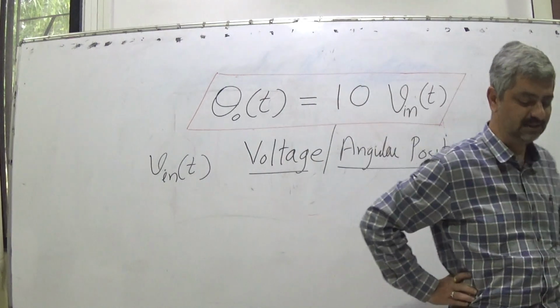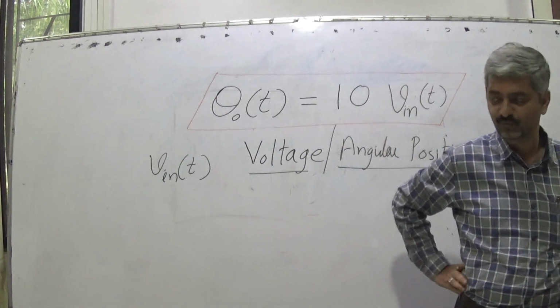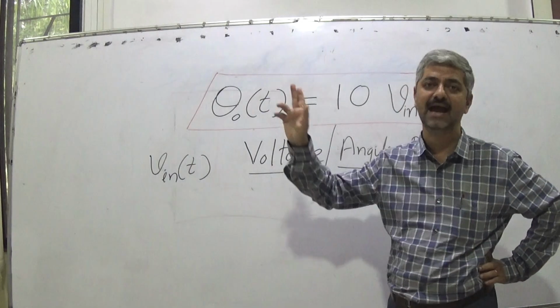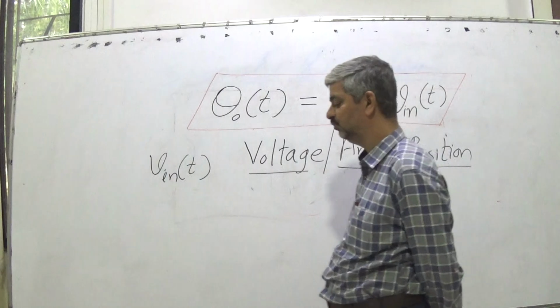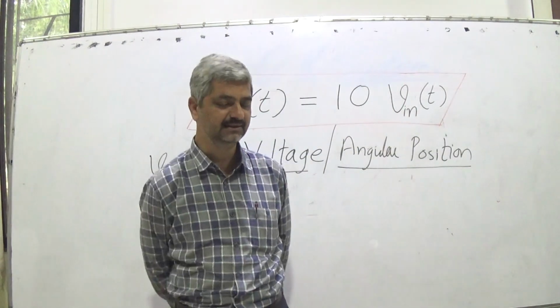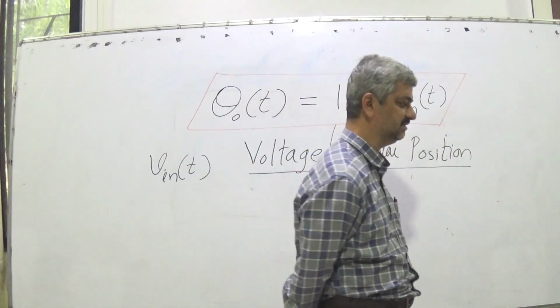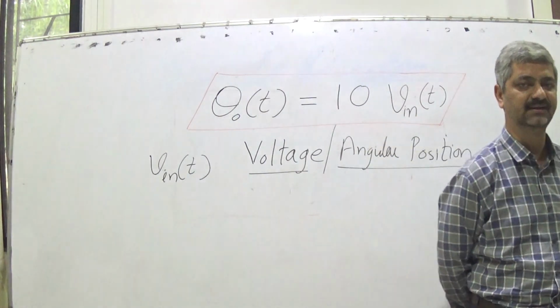Now I would like to ask, whatever I have described, theta O T is equal to 10 V in T, does it describe the system equation correctly?